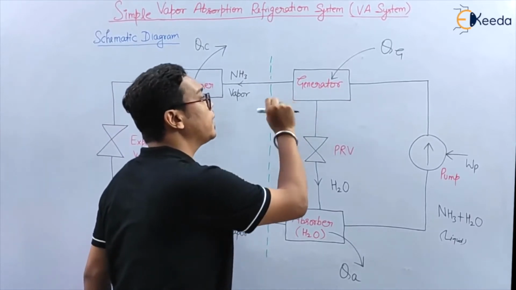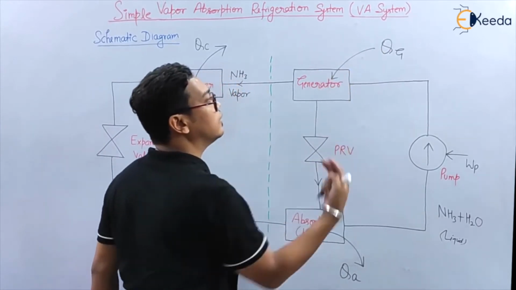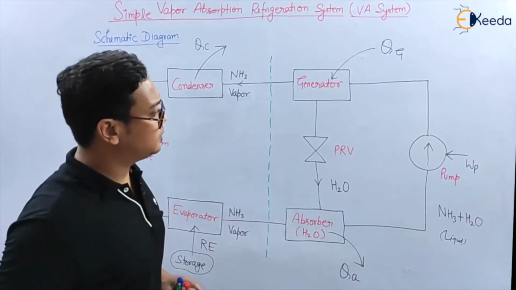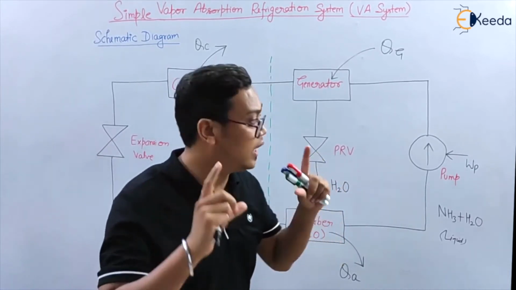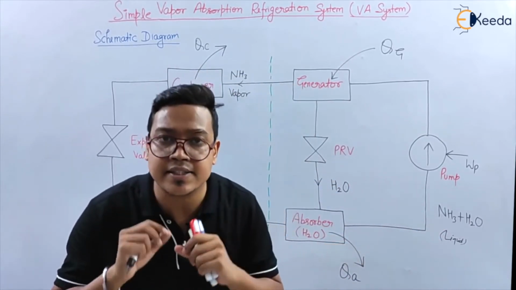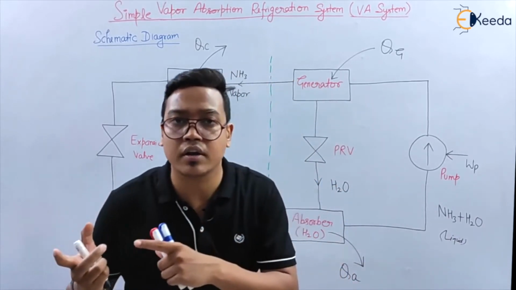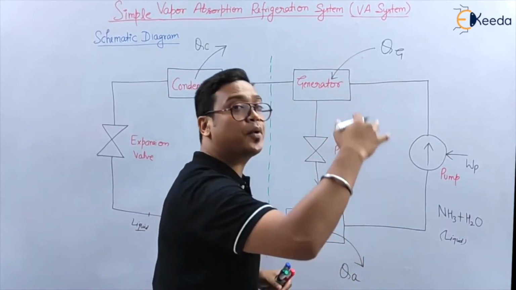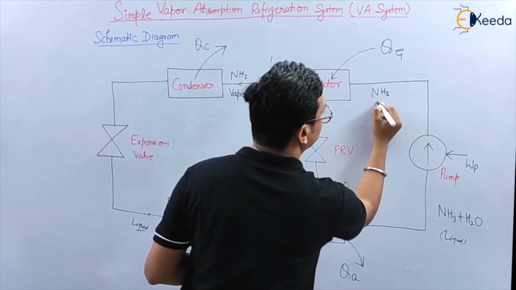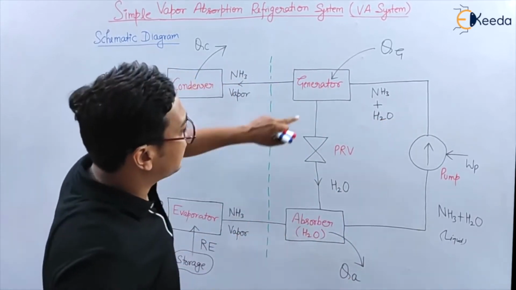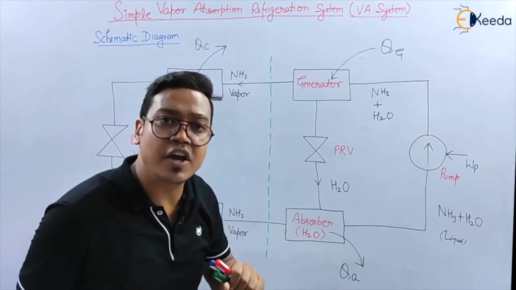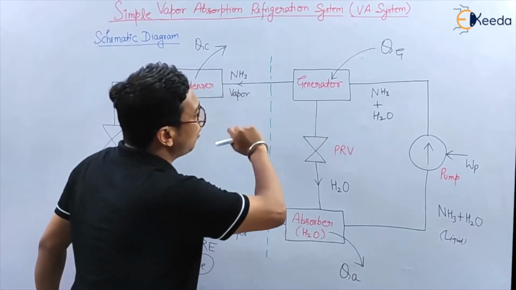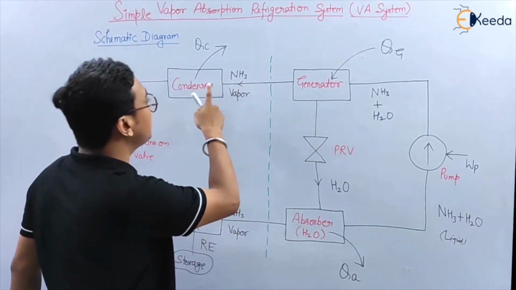Here you have to listen carefully. In the generator, we have given heat, that is QG. What will happen in the generator? The boiling temperature of ammonia is less and the boiling temperature of water is more. So after giving heat to the generator, the ammonia will evaporate, because ammonia has a lower boiling point than water. So the vapor of ammonia will go to the condenser.